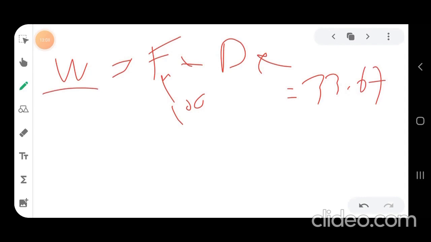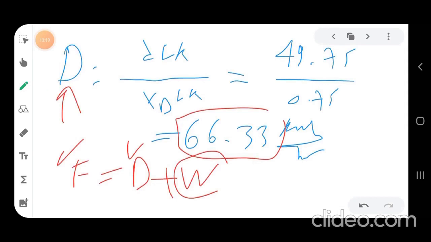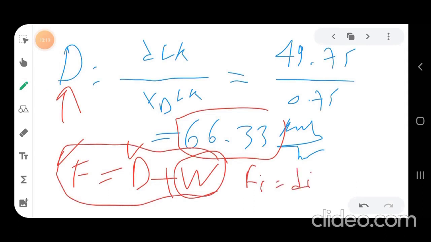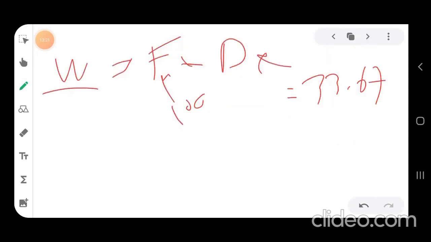Okay, and as we say that F is equal to D plus W, similarly F of an individual component is equal to D of the individual component plus W of the individual component. So I can find also W_i. I can write it in this way: W of the light key, for example, is equal to F of the light key minus D of the light key. This one I determined before, here.